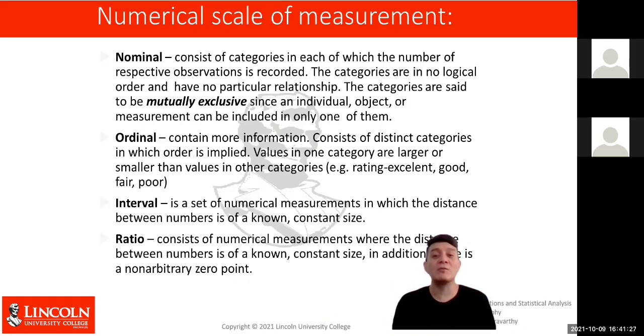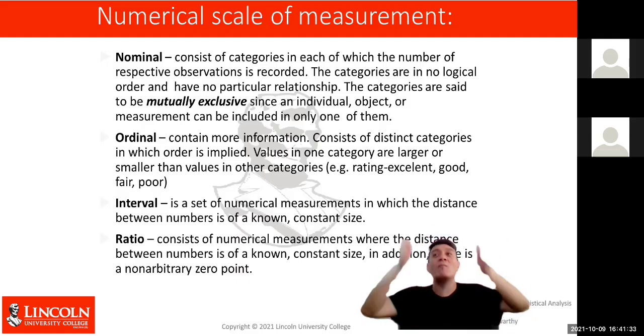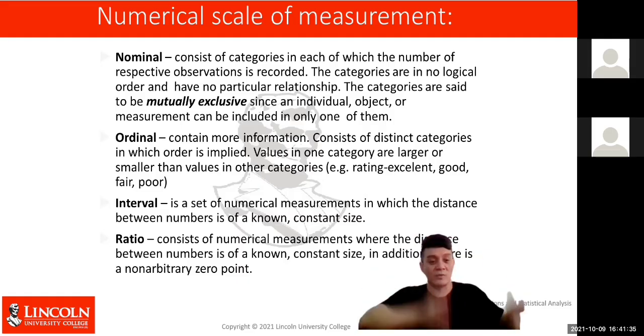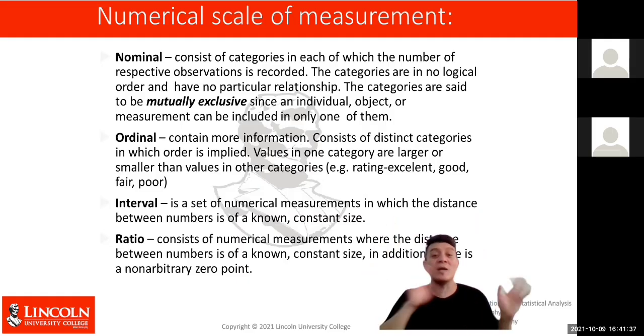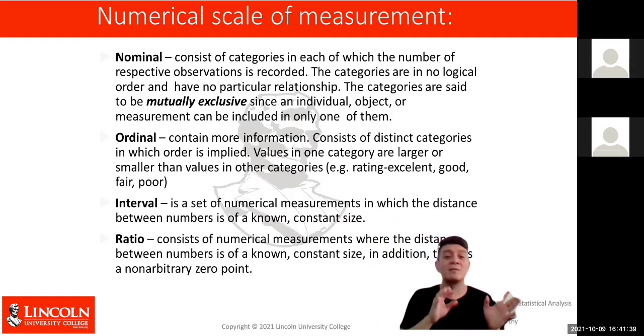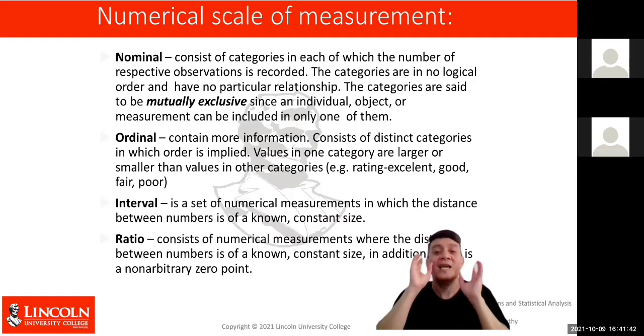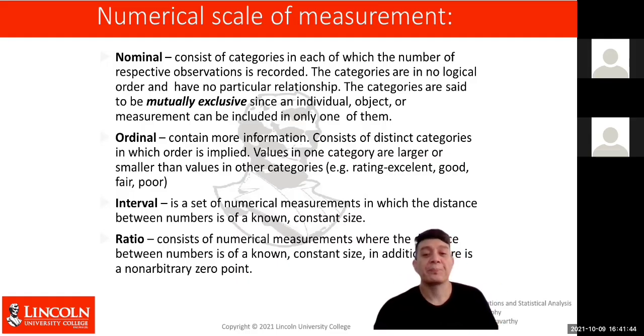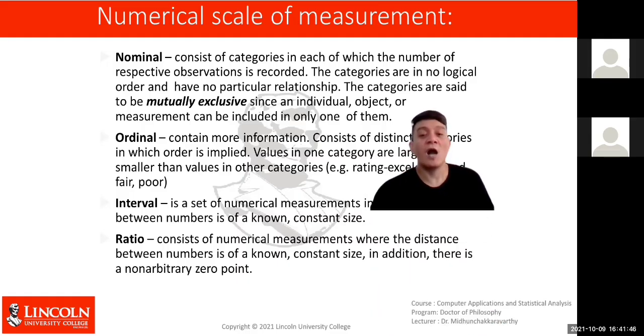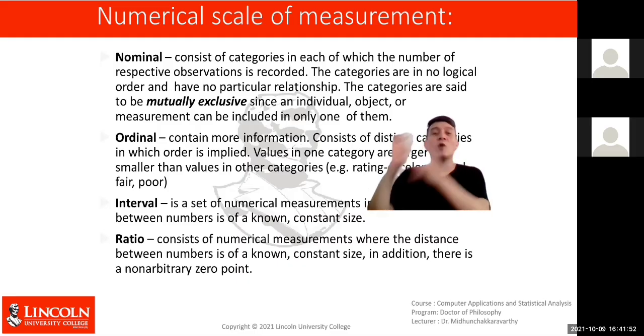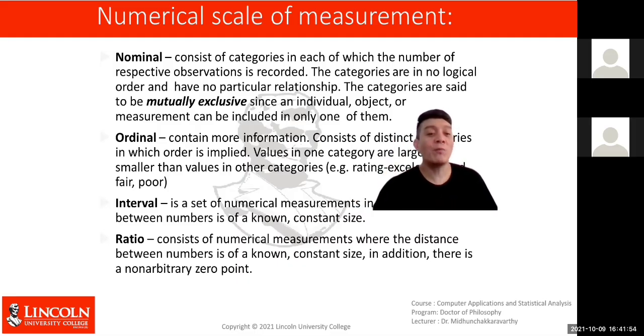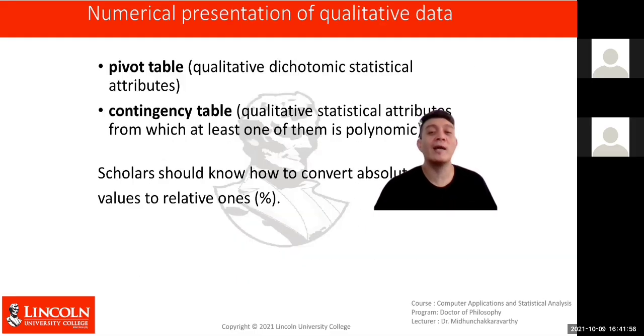Interval is a set of numerical measurements in which the distance between numbers is known and constant in size. So in an interval, you decide how many intervals you want. There's an interval here, there's an interval here. Ratio is a numeric measurement where the distance between numbers is of a known constant size, in addition, there is a non-arbitrary zero point. 1 is to how many? 2 is to how many? That is a ratio, or proportion. You can call it a ratio and proportion.